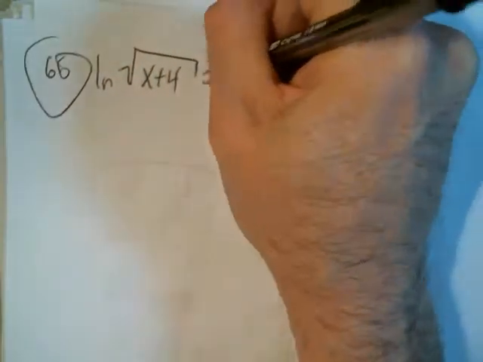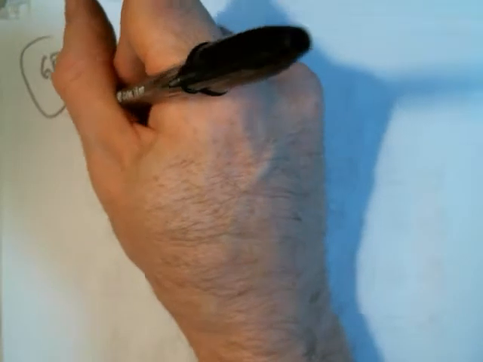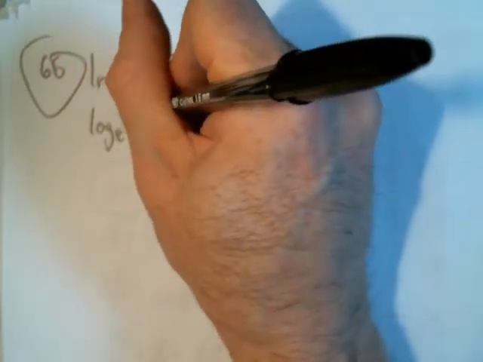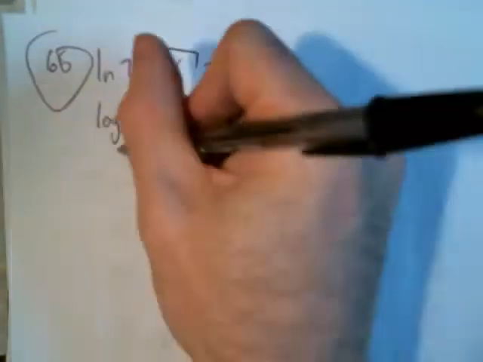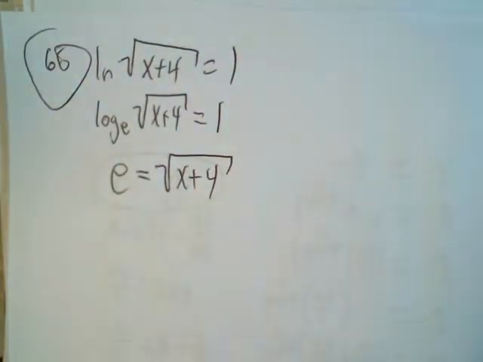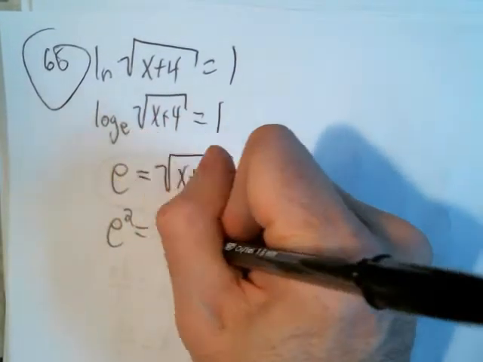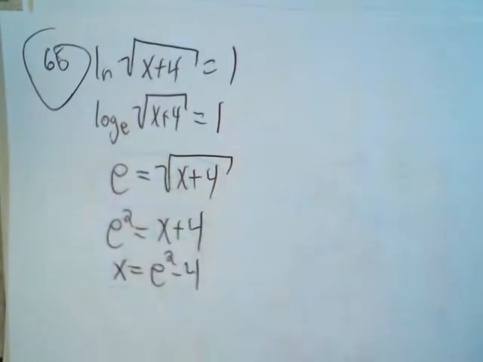Okay. Let's look at another. So here's 66. I have the ln of the square root of x plus 4 equals 1. And again, use the definition of logs. In this case, ln is log base e. So I say e to the 1, e, is equal to the square root of x plus 4. Okay. Then I have a radical equation. So I need to square both sides. E squared is equal to x plus 4. And then solve for x. So x is e squared minus 4.